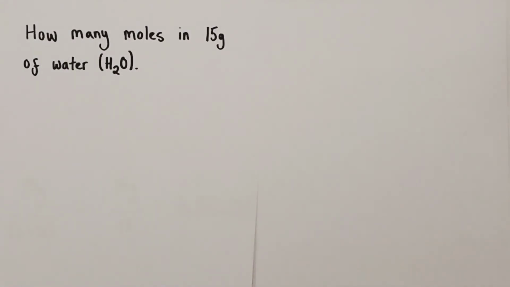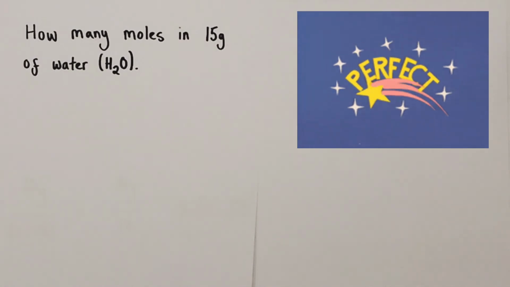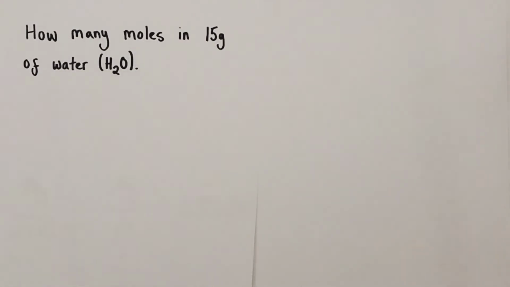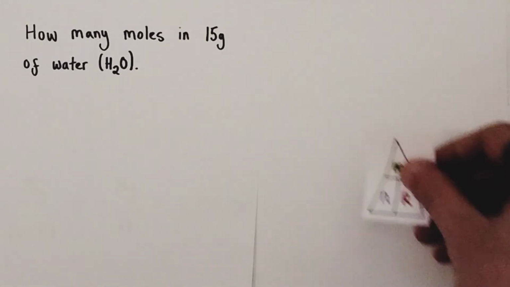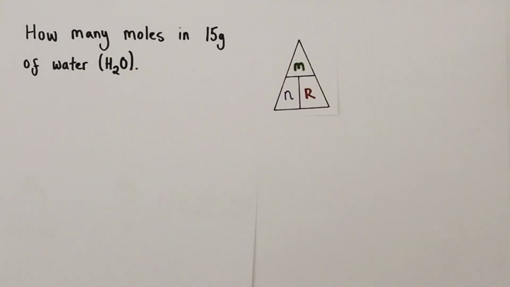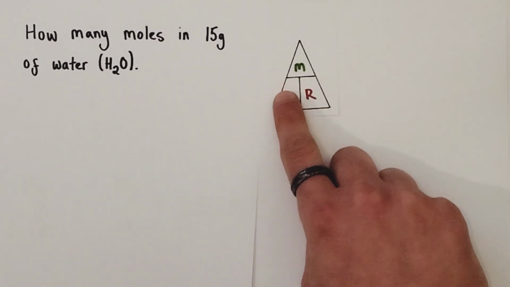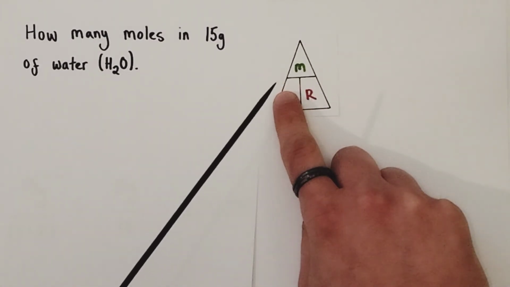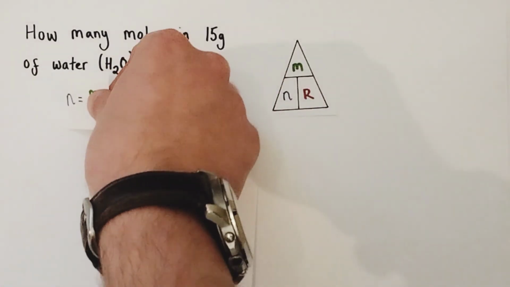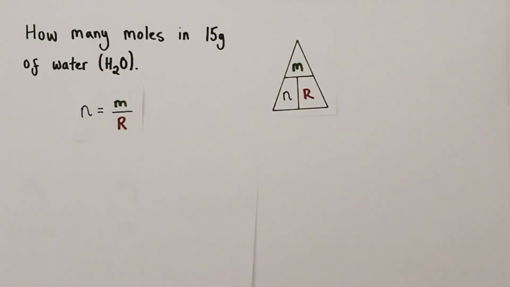Let's have a look at this first word example. I'm going to show you how to put down perfect working every time. So we've been asked how many moles there are in 15 grams of water if water has the formula H2O. Well, the first thing I do in the margin is write down that formula triangle, NMR. I then cover the thing I'm looking for. We're looking for moles, that's the N. So I realise that moles is calculated by doing mass divided by relative mass. I then immediately write down that rearrangement as my first step in the calculation.